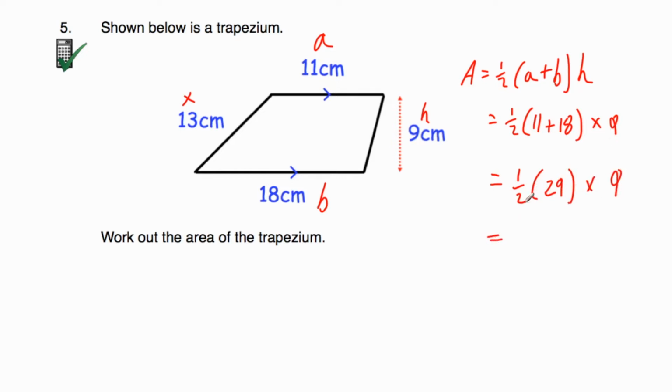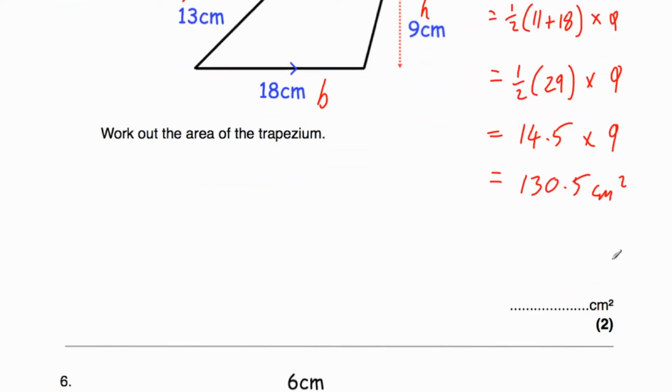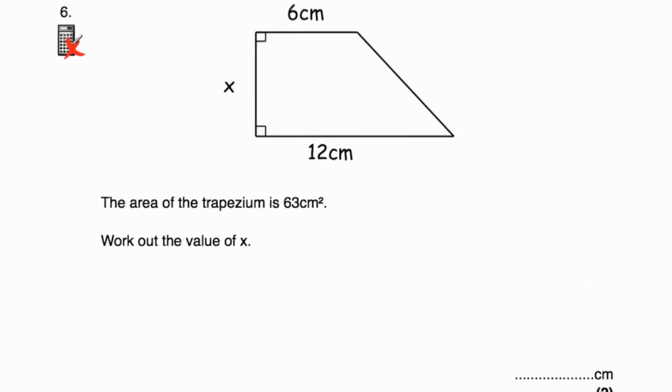11 plus 18 is 29, so we've got a half of 29 multiplied by 9. A half of 29 is 14.5, multiplied by 9. And then it's a calculator question, so we can do 14.5 multiplied by 9 on our calculator and see what we get. 14.5 multiplied by 9 is equal to 130.5 centimeters squared. So that's our area, 130.5 centimeters squared.